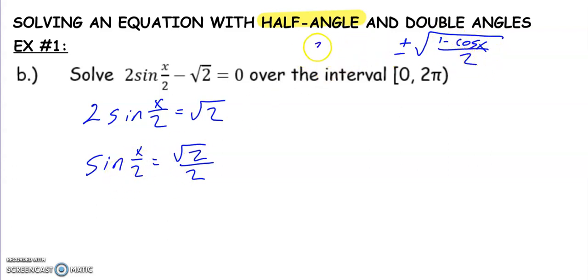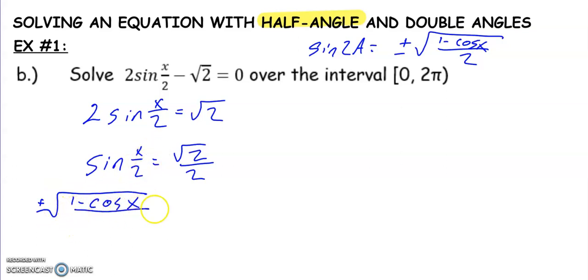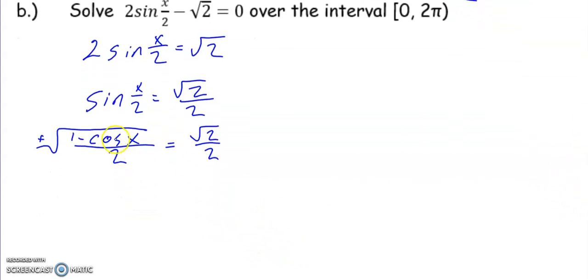So that's what the sine of half x equals, and I'm going to plug that in for this. So we're going to say plus or minus the square root of 1 minus cosine x, because we're taking half of x, all over 2, and that's going to equal radical 2 over 2. So we're going to square both sides to get rid of this radical. So 1 minus cosine x over 2 equals 2 over 4.